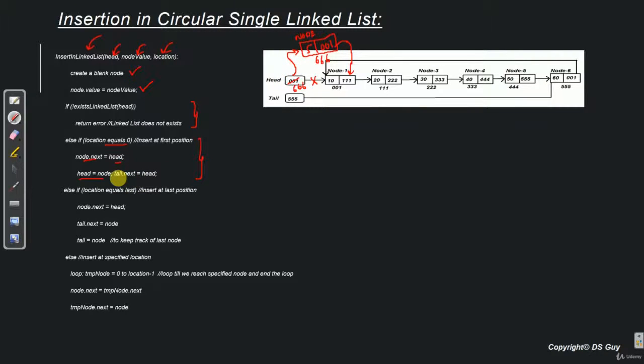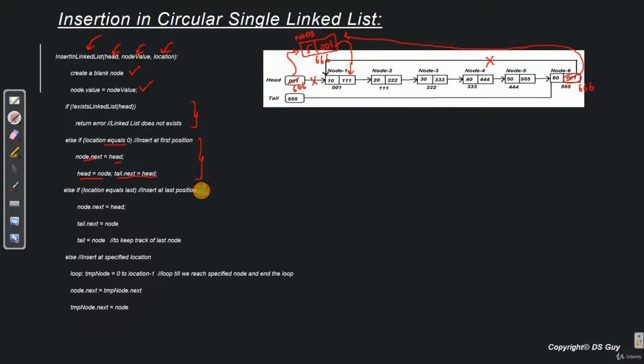Now the last step is tail.next is equal to head. So what is tail.next? Tail.next is this reference here. Right now this is pointing to node 1, so we have to update this value also. From 001 we update it to 666. Once we update to 666, this will start pointing to the new node and the link between node 6 and node 1 gets destroyed. So this is how we insert a new node at first position.